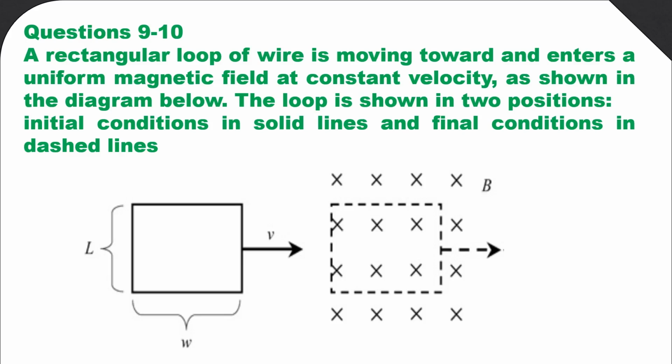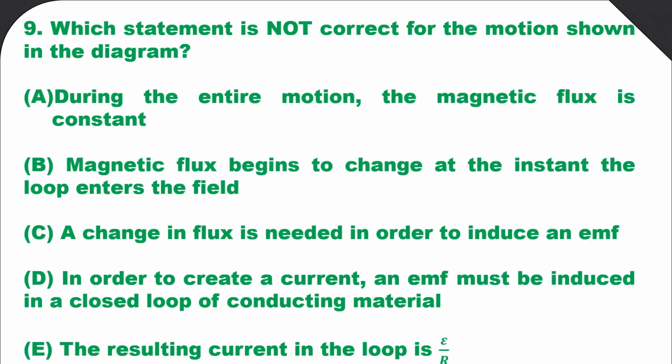Questions 9 to 10. A rectangular loop of wire is moving toward and enters a uniform magnetic field at a constant velocity, as shown in the diagram below. The loop is shown in two positions: the initial conditions in solid lines and the final conditions in dashed or dotted lines, if you like. Question 9. Which statement is not correct for the motion shown in the diagram?